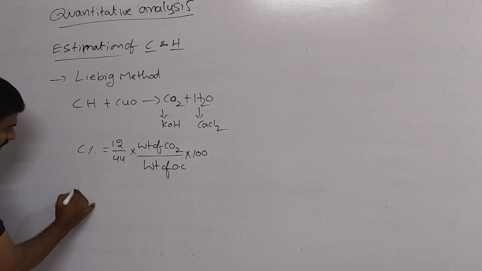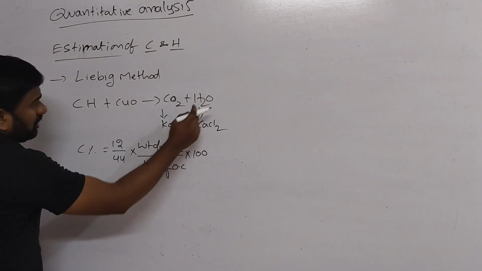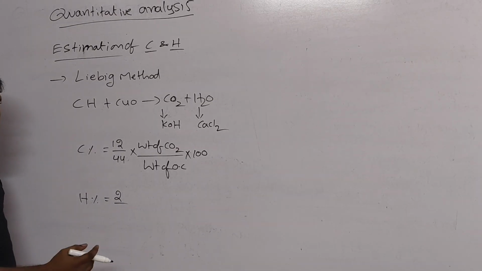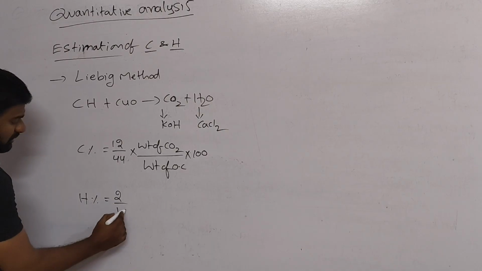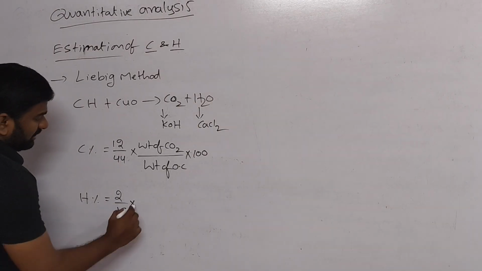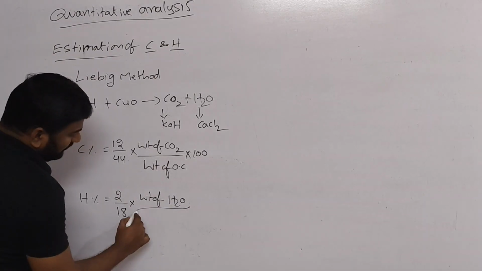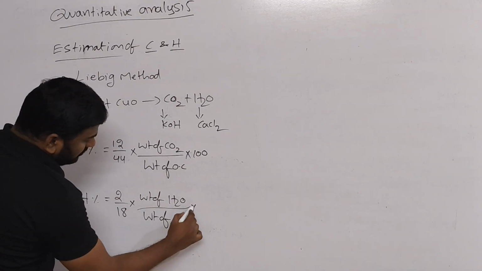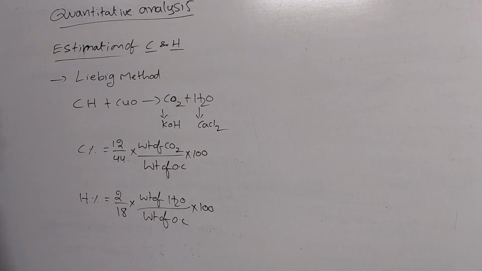Similarly, hydrogen percentage. Here in H2O, how many hydrogens are there? 2 hydrogens, so 2. One atom weighs 1, 2 atoms weigh 2. So 2 by H2O molecular weight 18. So 2 by 18 into weight of H2O by weight of organic compound into 100. In this way, we can calculate the hydrogen percentage also.